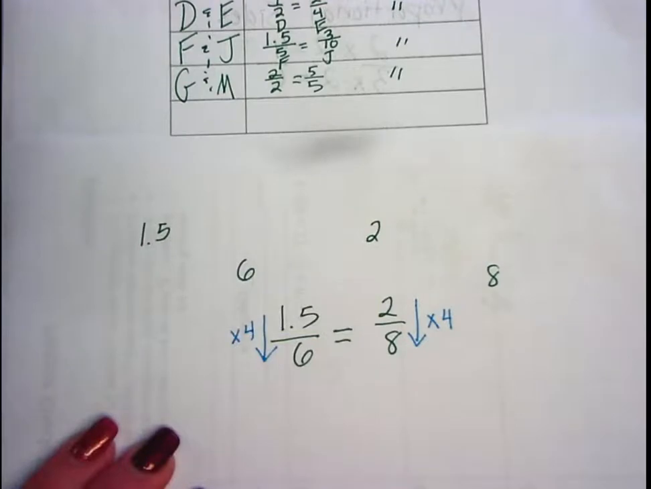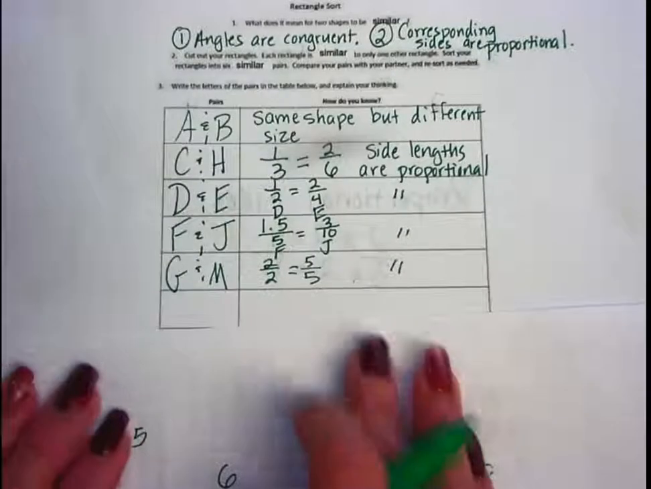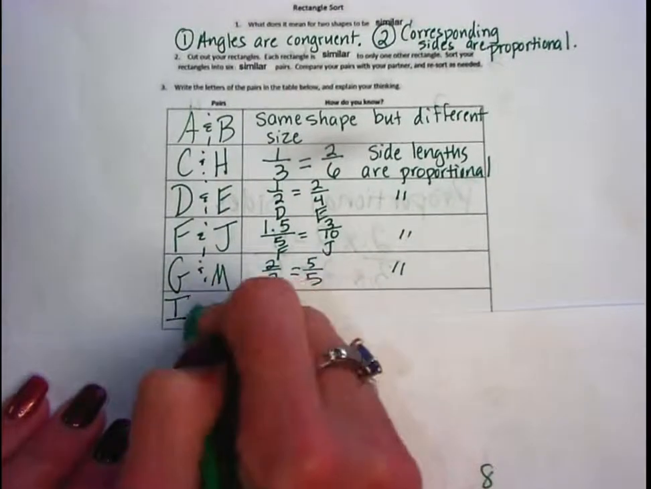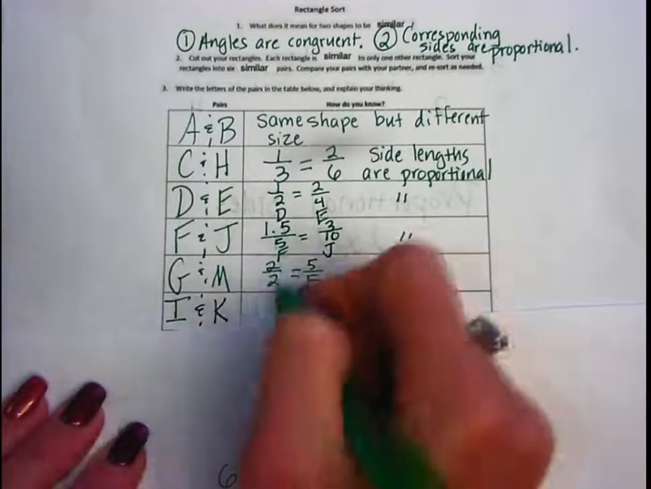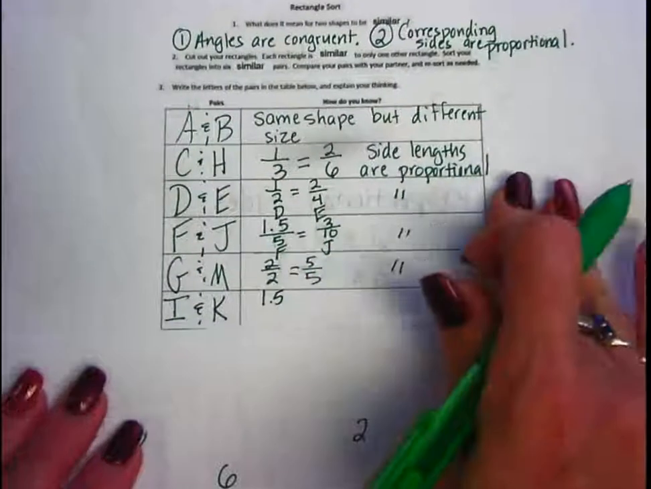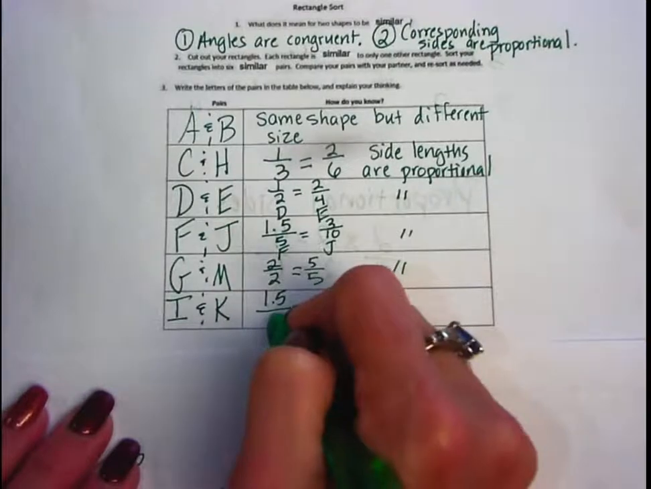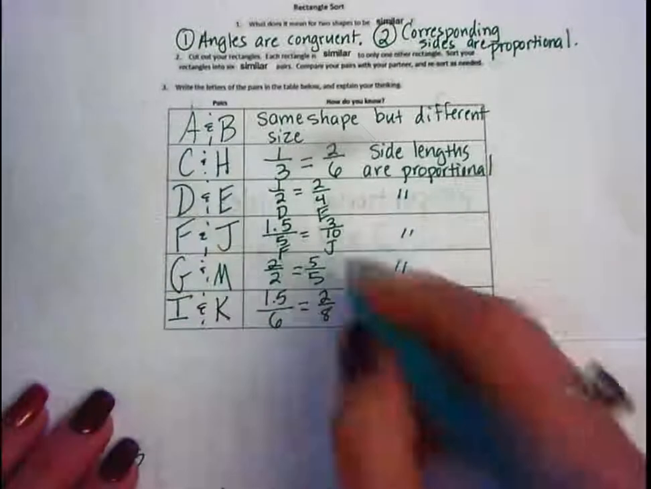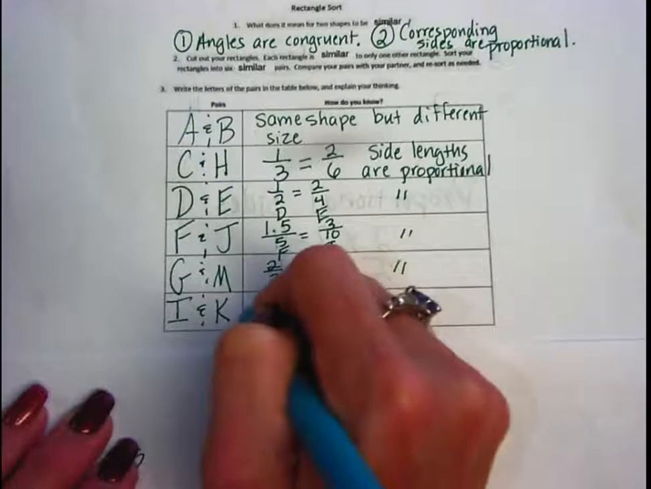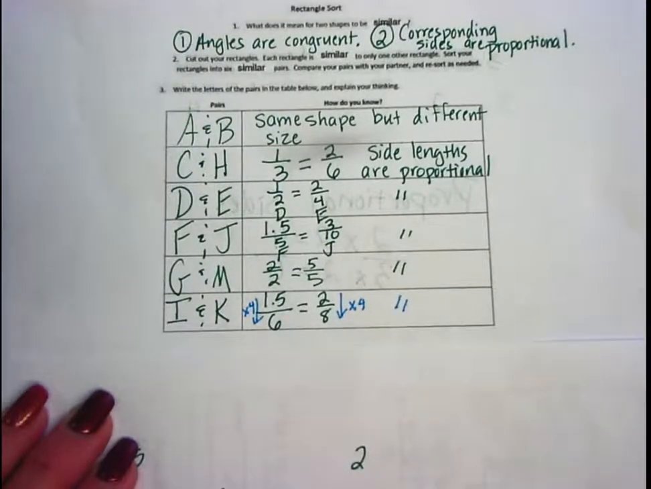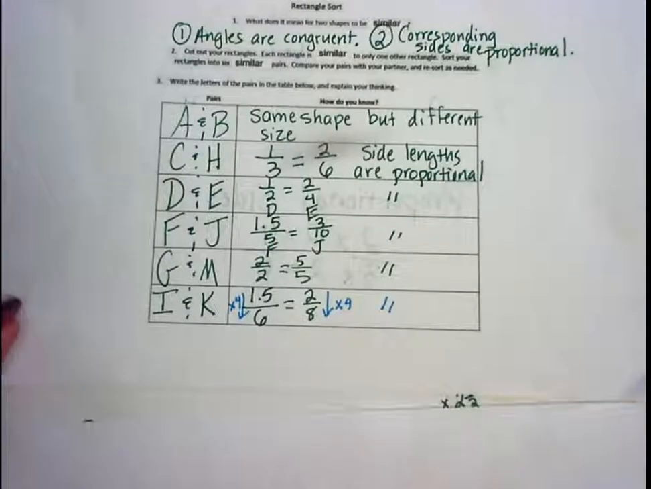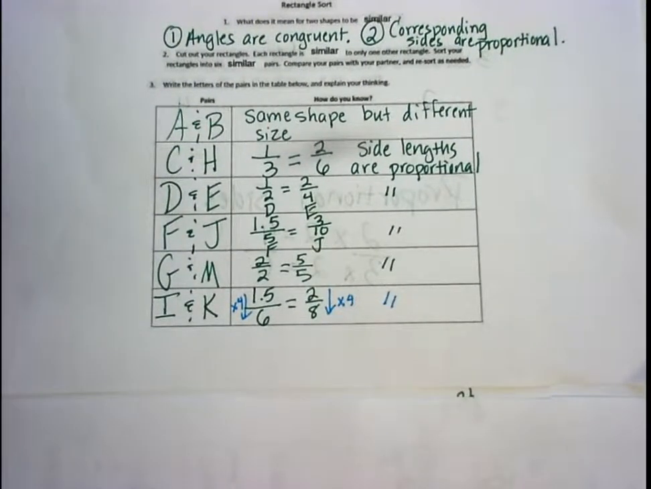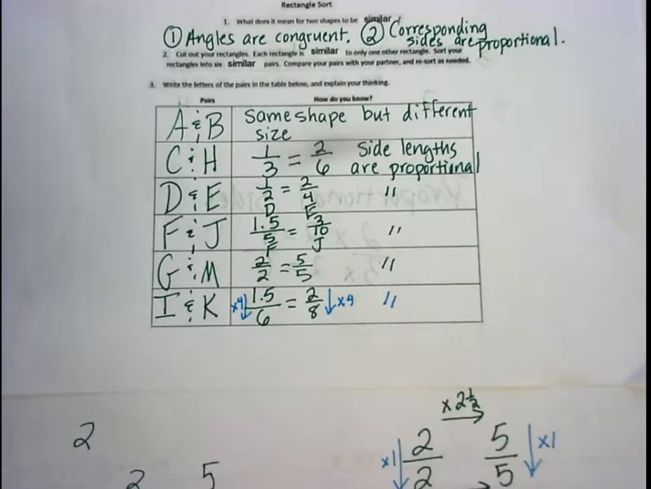So now I'm going to write on my sheet that letter I goes with what letter? K, because I have a 1.5 relationship. 1.5, the relationship between 1.5 and 6 is equivalent to 2 over 8. And again, the reason we're showing that, it's a times 4. And that tells us again that the side lengths are proportional. Okay, that's it for our rectangle sort.